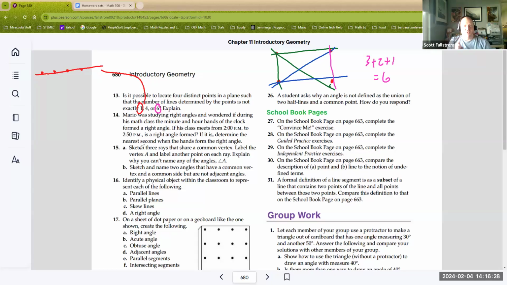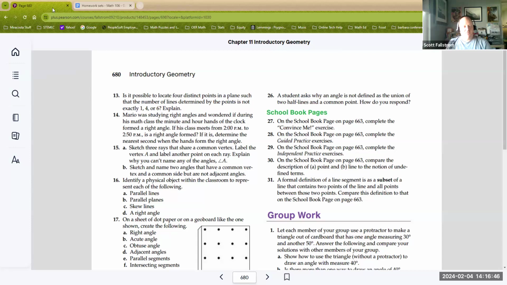So I'm going to let you explore the 4. I've given you the 1 and the 6. And it's a question, is it possible? Could you do something? And notice it does say this time that the points have to be in a plane, right? So not just anywhere.